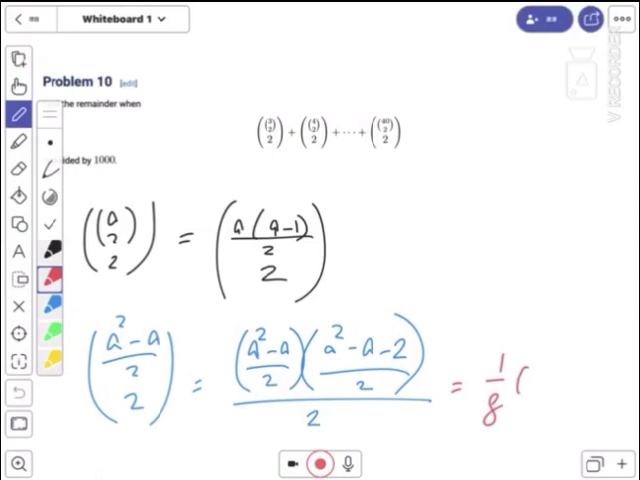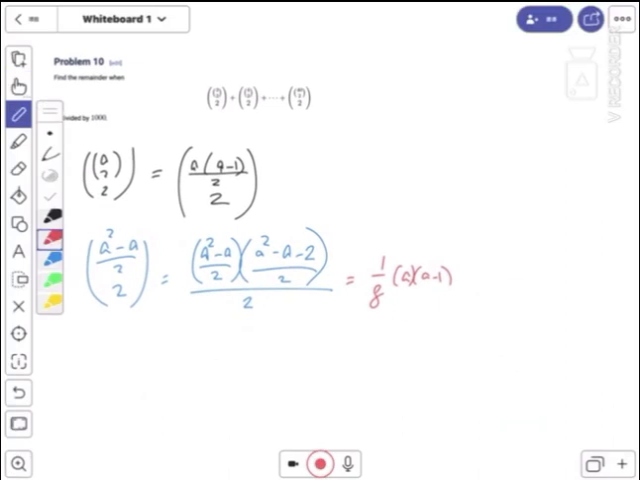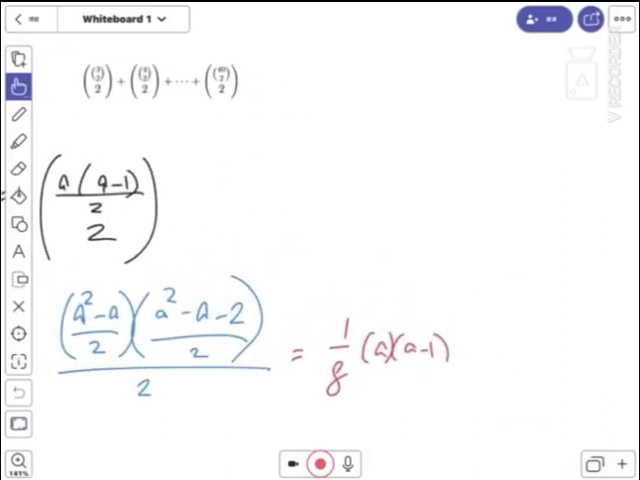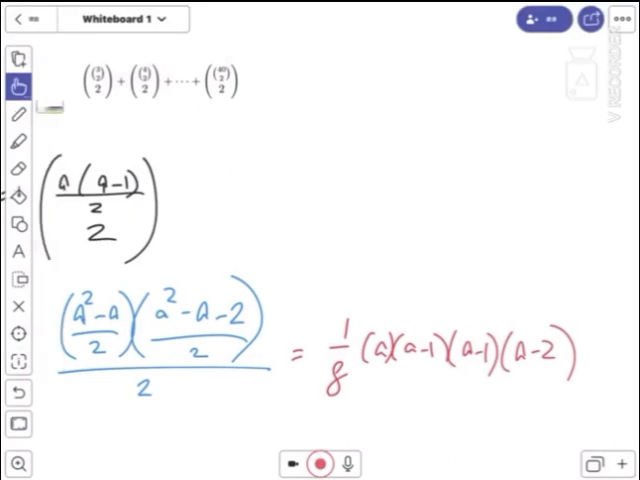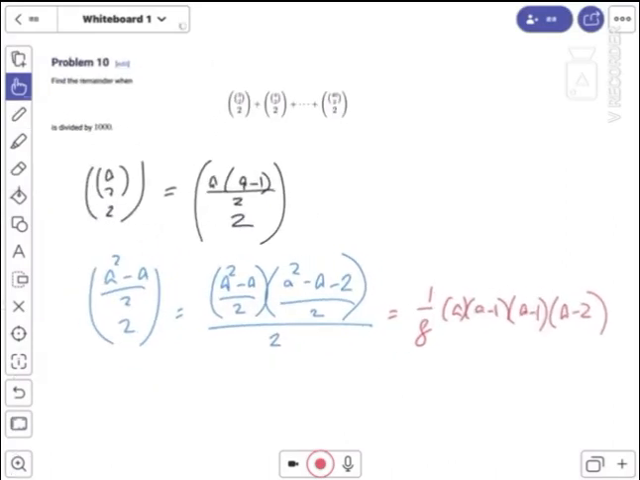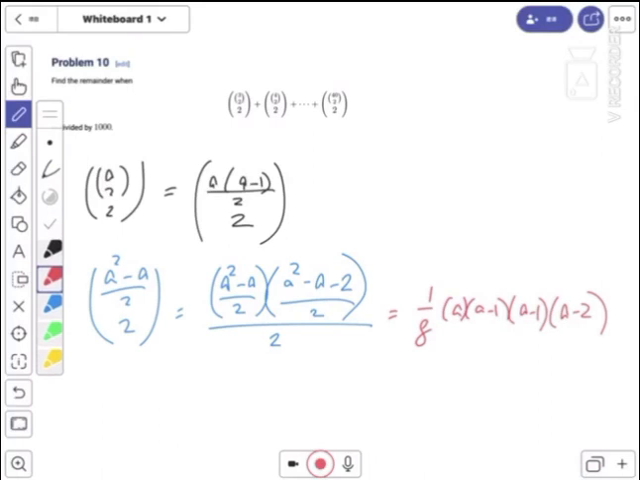And that is actually equal to a times a minus 1, sorry, let me make this smaller, a times a minus 1 times a plus 1 times a minus 2. So a squared minus a is equal to a times a minus 1, and a squared minus a minus 2, wait, it's actually equal to a plus 1 times a minus 2.